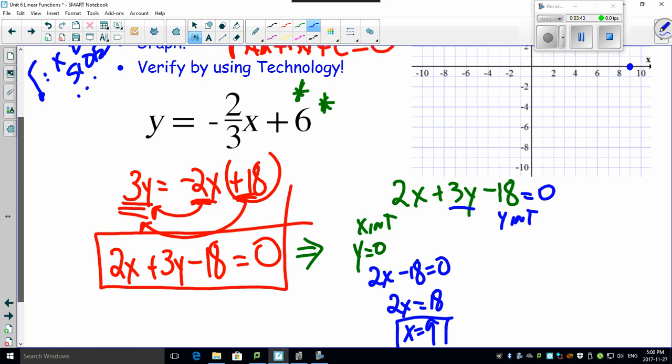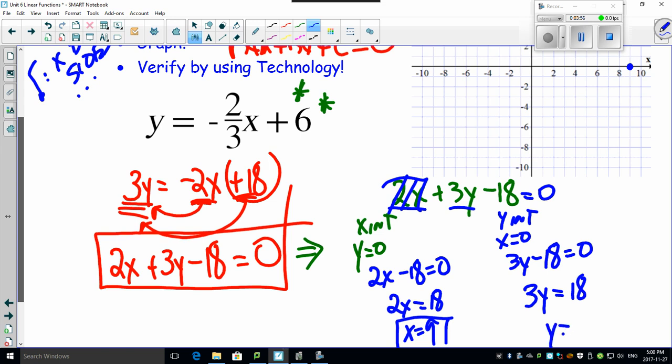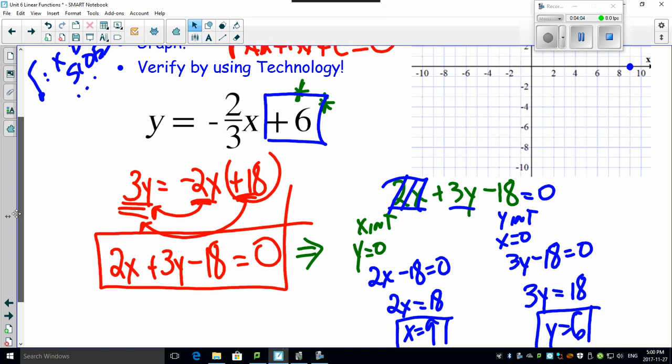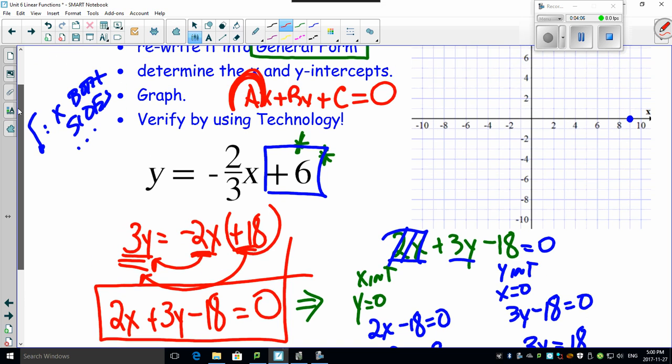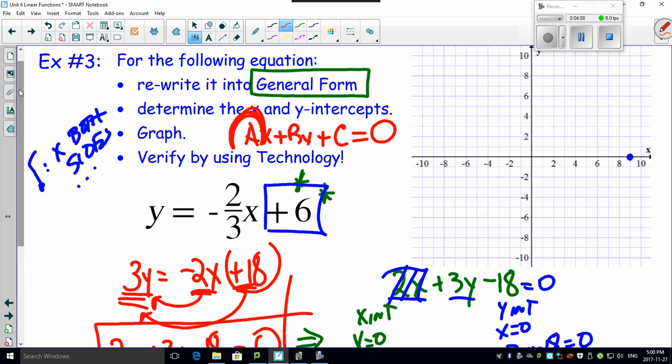Now, do the other one. Y-intercept means x equals 0. That means this guy is gone, leaving you with 3y minus 18 equals 0. Bring the 18 over. So 3y equals 18. Divide by 3, y equals 6, which we knew it was the intercept because look, there's the 6 right there still in the formula. So let's put that on our graph right up there. There's the 6, and there's a beautiful line that connects the two right there.